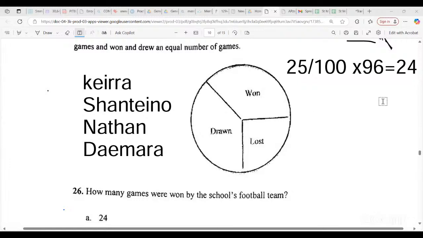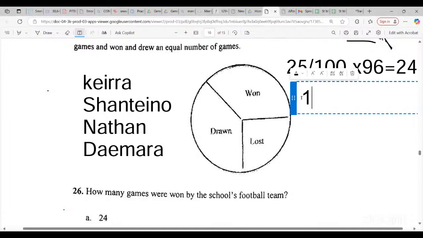Sir, the way I got my answer, I had to take away 25 out of 100, which I got. So 100 take away 25 equals 75, and then I put it in. Now you have to start from the 75. When I get the 75, what's the next step?